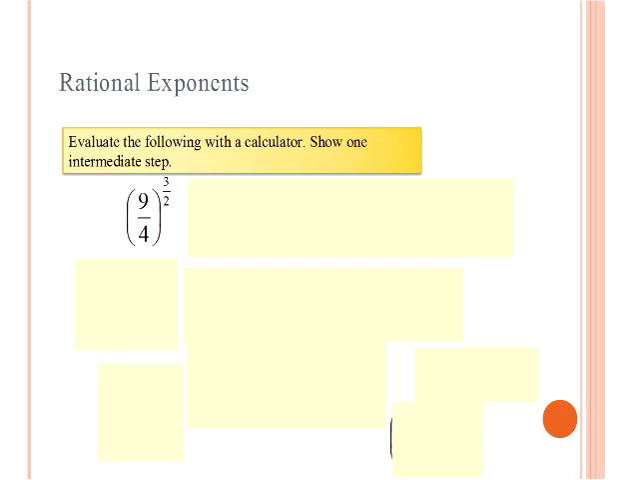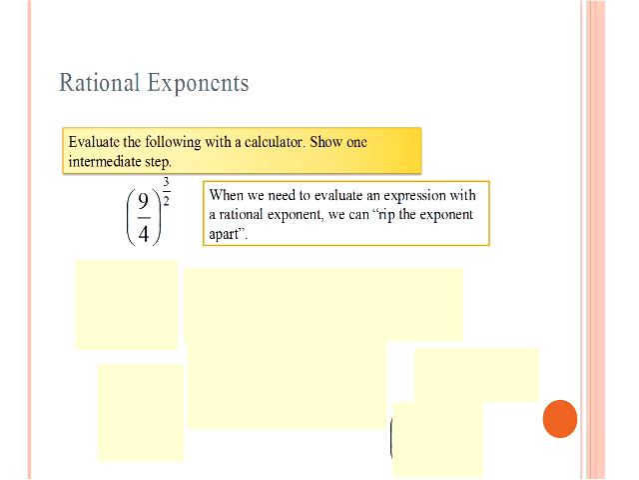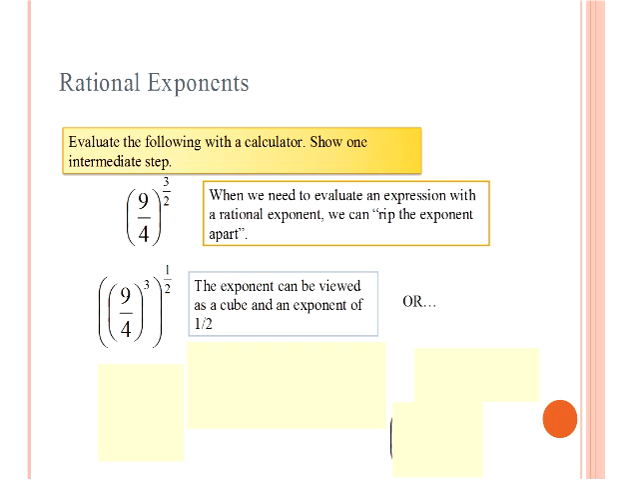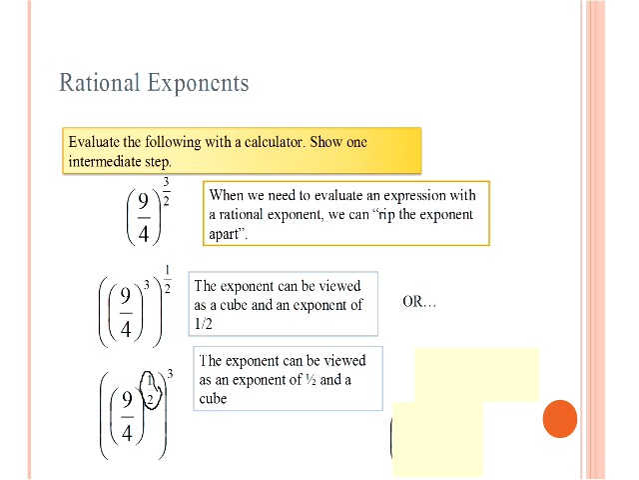Here's another example. 9/4 to the 3/2. What happens here is, again, we rip the exponent apart. I can write this as 9/4 cubed to the 1/2, or as 9/4 to the 1/2 cubed. And I will know what the exponent of 1/2 is. That's just the square root. So the square root of 9 is 3. The square root of 4 is 2. And so what we'll do is we'll write those. There's 3 over 2, and then all that's cubed, so the answer is 27 over 8.